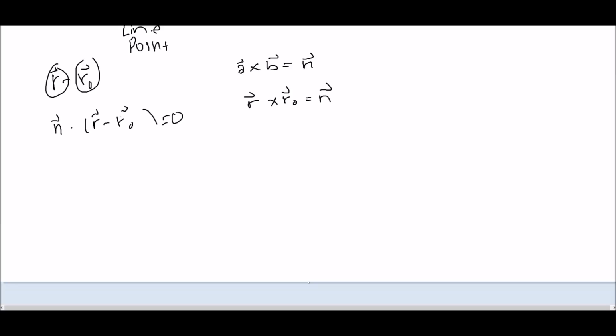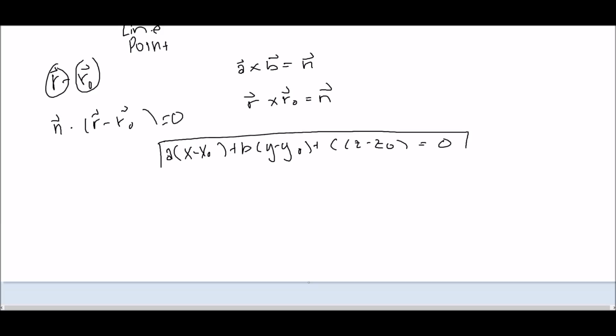We don't want to write it like this because this is very difficult to format. We can also write this equation as such: a times x minus x naught plus b times y minus y naught plus c times z minus z naught is equal to 0. And that is the equation of a plane that we will be using a lot.